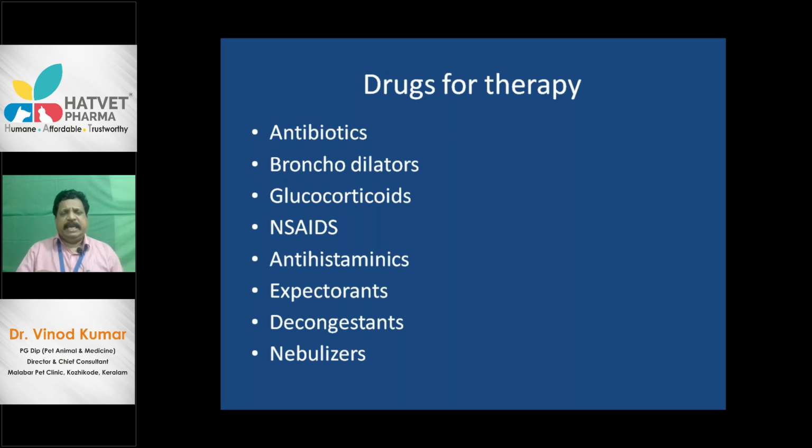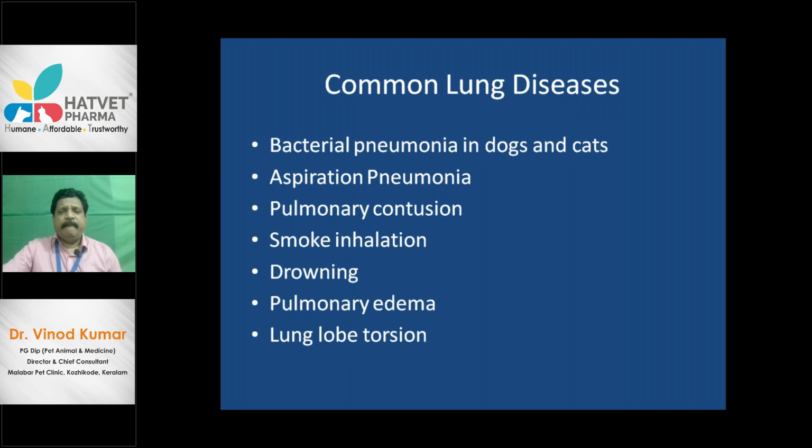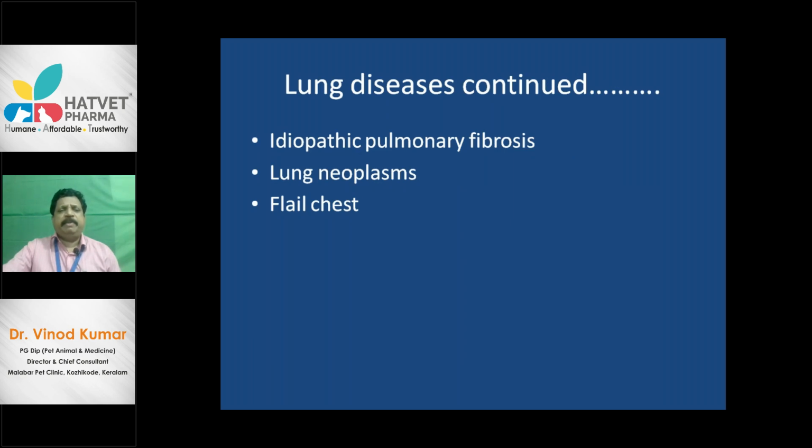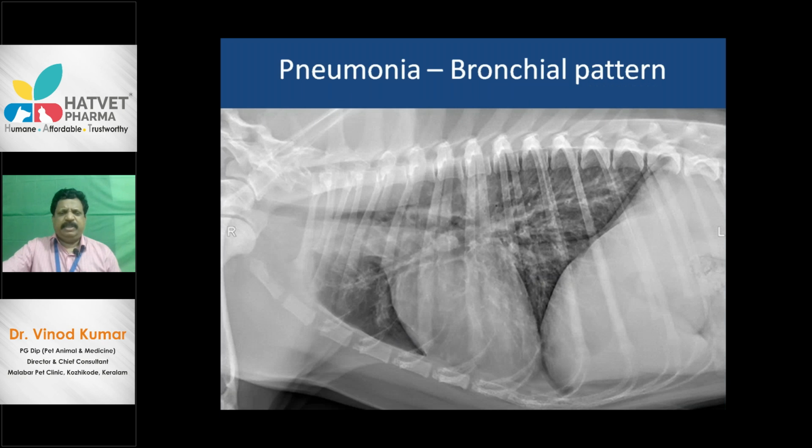Expectorants to liquefy the exudates and then cough out. Decongestants into the nostrils, such as oxymetazoline and naproxen. Oxymetazoline spray is available. Nebulizers with salbutamol or terbutaline or all these nebulization drugs. Then common lung diseases, we mentioned bacterial pneumonia in dogs and cats, aspiration pneumonia, pulmonary contusion, smoke inhalation, drowning, pulmonary edema, lung lobe torsion, idiopathic pulmonary fibrosis, lung neoplasms and flail chest. All these we mentioned, and now we are going to this pneumonia.